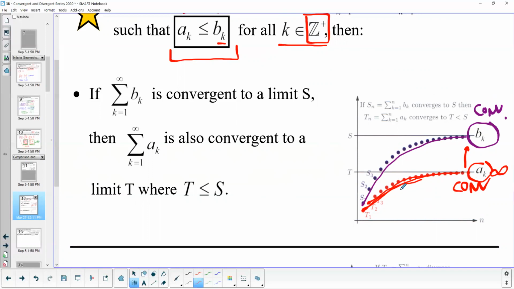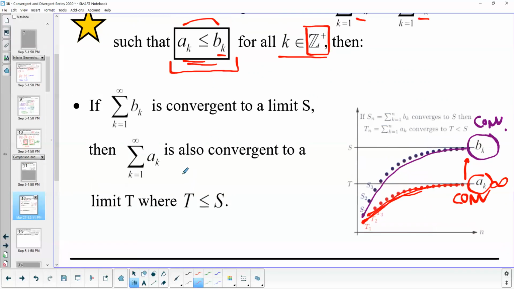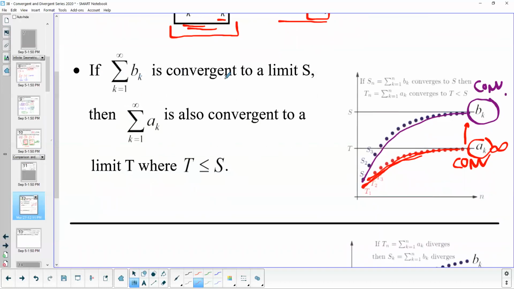The only way it would diverge is if it could somehow overtake the b sub k, and we're saying that is not possible. So it says if b sub k is convergent, then a sub k is convergent to a limit t. And again, the only thing we know about t is it is either equal to or less than s. Again, it does not have to be the same value.